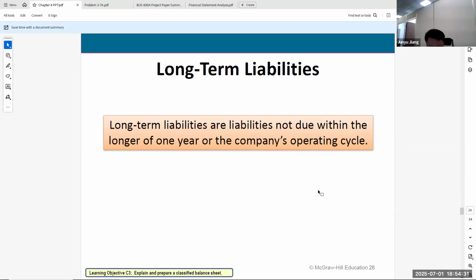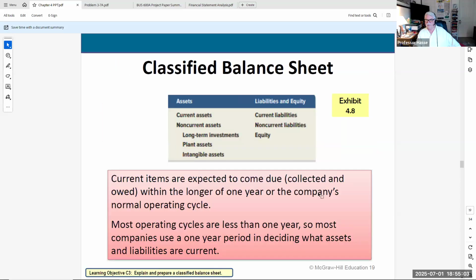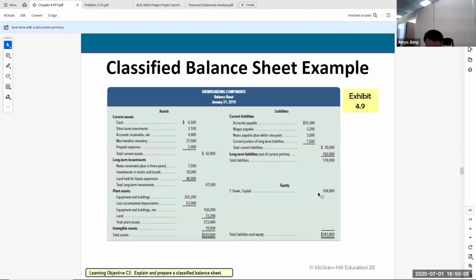Just like assets, long-term liabilities are due longer than 1 year. You got a bond that's due in 2030. That's a long-term liability. You got a mortgage on some land or some buildings that's due in 2040. That's a long-term liability. And naturally, there's no current or long-term equity. It's all the same. So those are the key components of what is called a classified balance sheet. And you need to be familiar with that in setting that up.